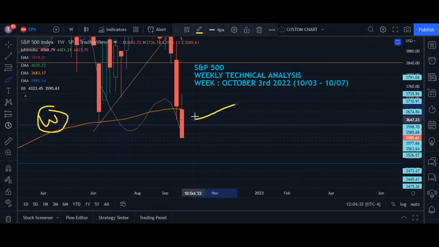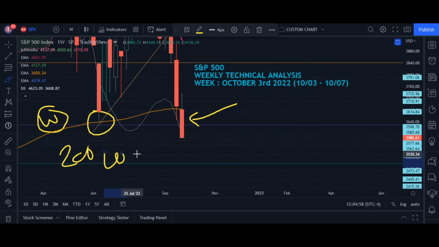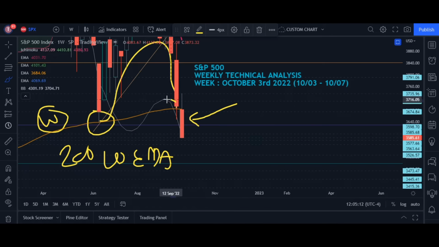So when we look into the candle, this is a perfect candle, a very good candle. You see that it tried to move up, but then eventually it gave up and it came down. What I told you in my previous technical analysis is that the S&P 500 has hit its 200 week EMA in the week of June 13th. So that was the first hit. Then there was a reversal. Then it came down. Then in the previous week, it was able to close above the 200 week EMA.